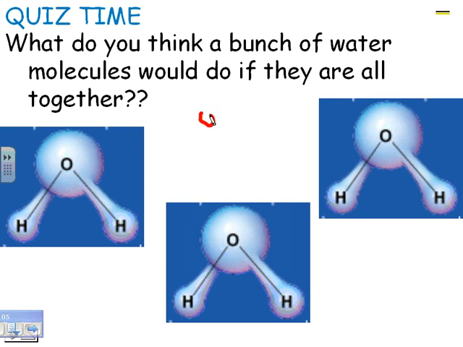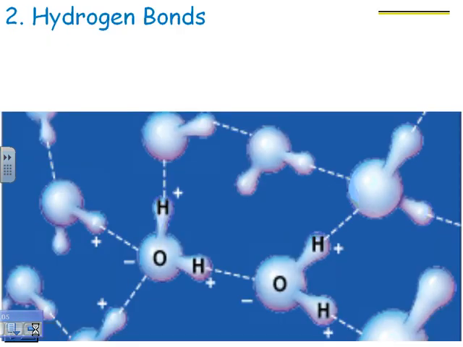The oxygen from one, remember that oxygen is slightly negative, and the hydrogen over here is slightly positive. So this side is going to be attracted to oxygen. And so they're all going to line up that way, with the oxygens of one molecule being attracted to the hydrogens of another molecule. So that's the way they will line up.